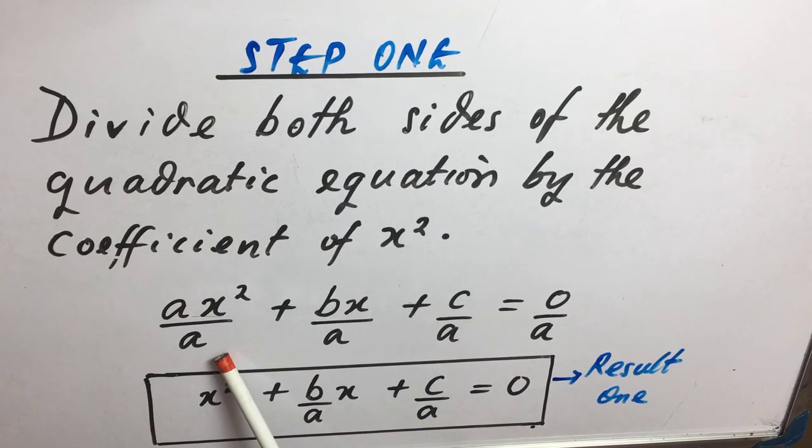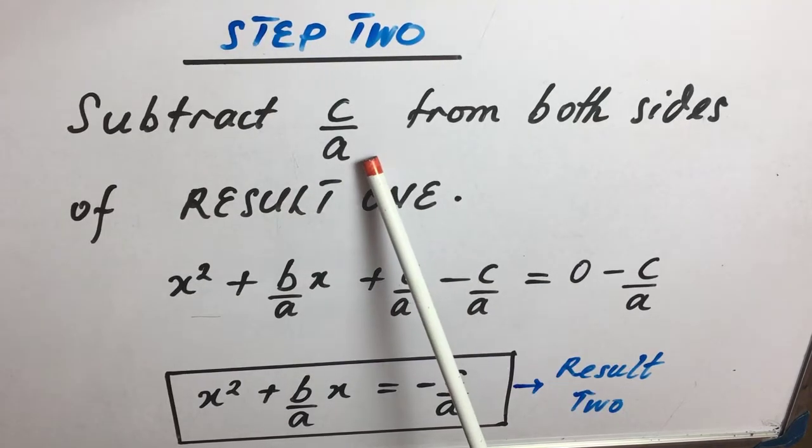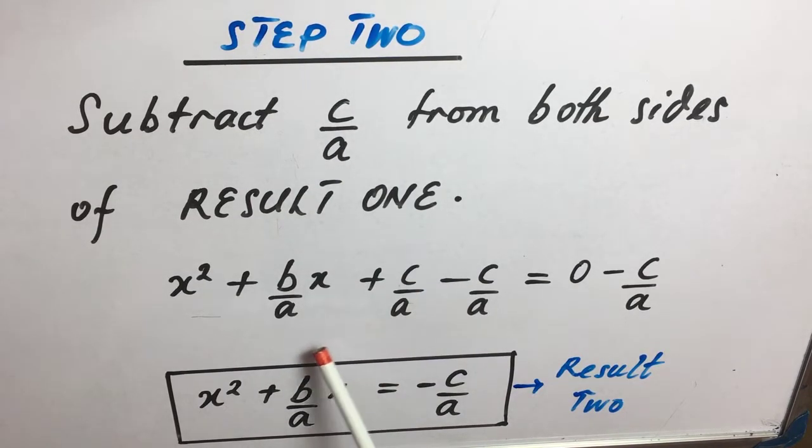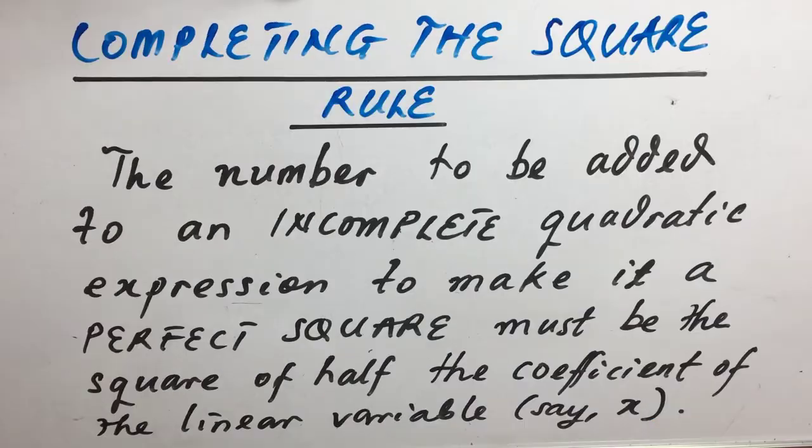Step 1, we divide the quadratic equation by the coefficient of x squared and that gives us result number 1. In step 2, we subtract c over a from both sides of result number 1 and doing that gives us result number 2. At this point, we are going to recall the completing the square rule. The number to be added to an incomplete quadratic expression to make it a perfect square must be the square of half the coefficient of the linear variable, in this case x.